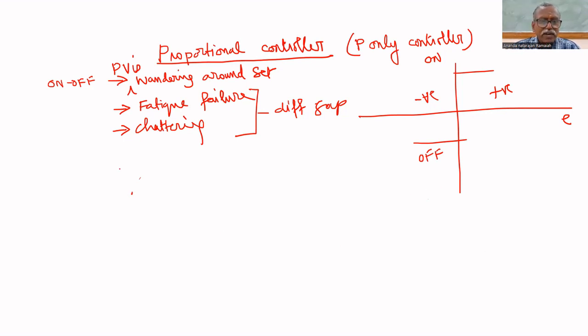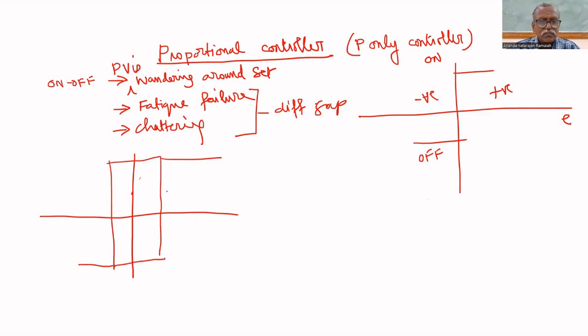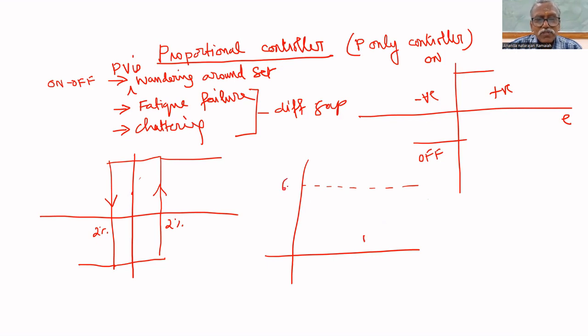To avoid that, we modified the characteristics with a differential gap. Suppose we are giving a 2% tolerance. If 60 degrees centigrade is the set point, you can have a tolerance of 2%, that is 2 degrees centigrade, so 58 and 62. If within the tolerance, you can operate, then you can reduce this chattering as well as fatigue failure. If it exceeds 62, the controller will be turned off.